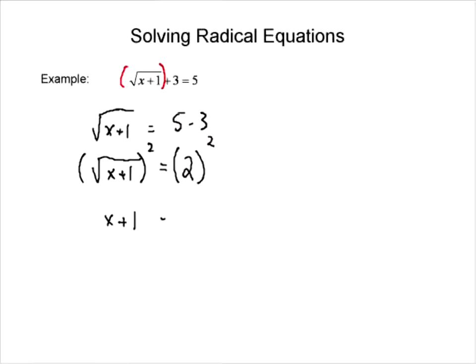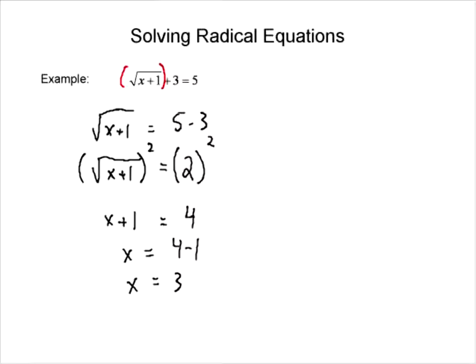and the radical are inverse operations. They just make each other disappear, and 2 squared is just 4. So now we just solve it like a regular equation. 4 minus 1, and we're going to get x equals 3.